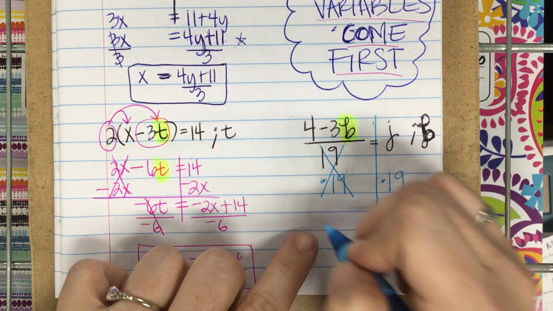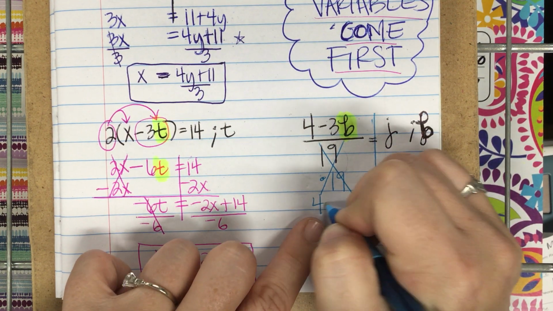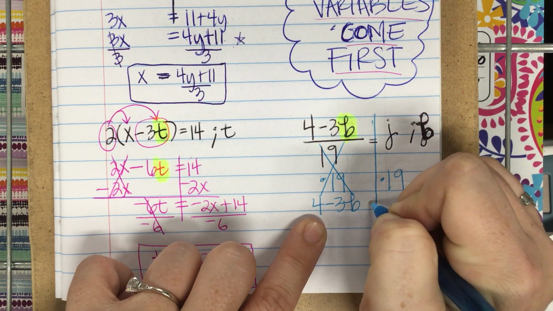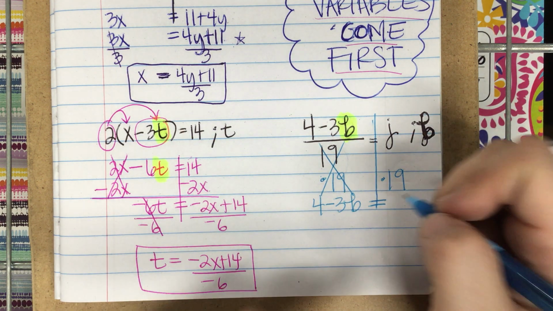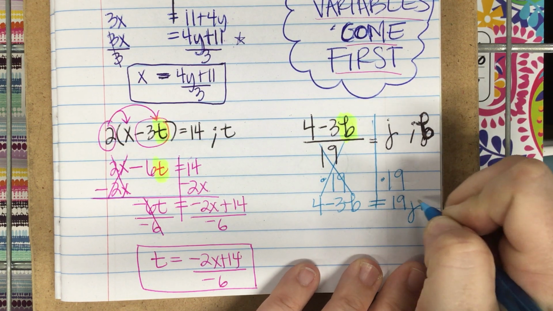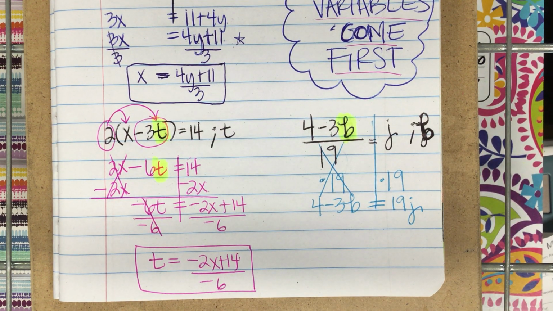So on the left side, I'm now left with 4 minus 3b equals what? j times 19, which you can write as 19j, right? It becomes its coefficient. All right, I'm still solving for b.